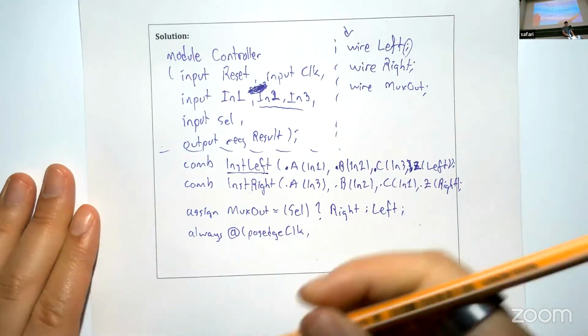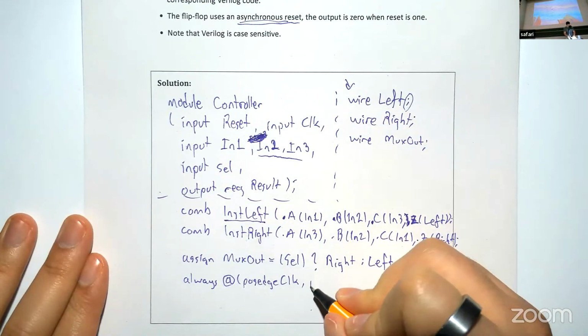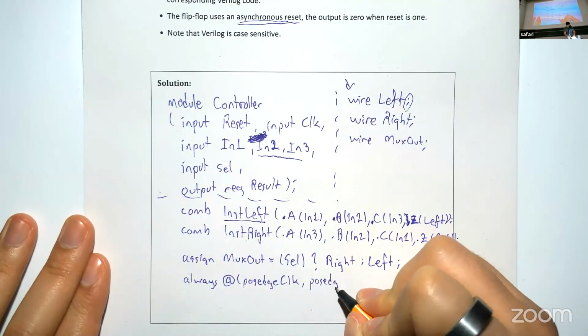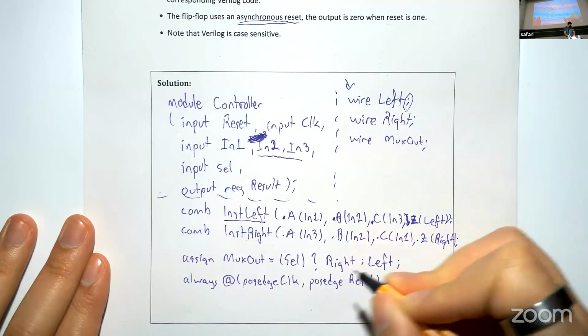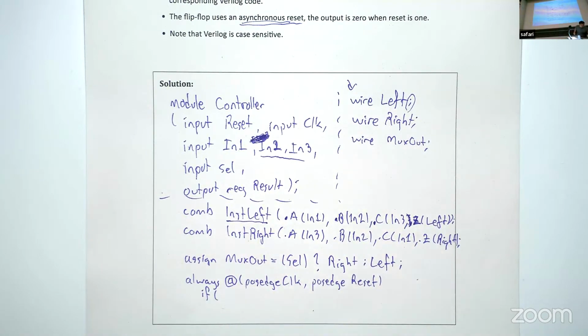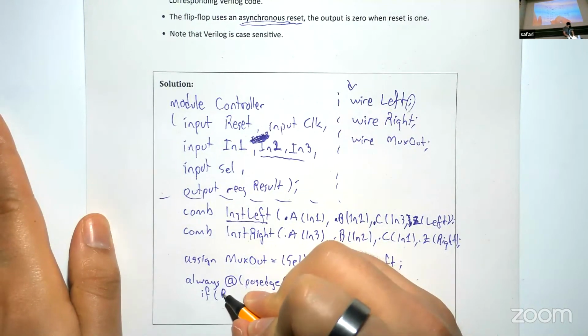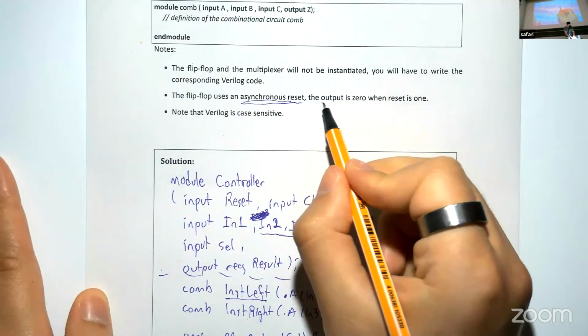Now, because the question asks us to do an asynchronous reset, I'm going to trigger this block with the passage of the reset signal as well. And inside, I'll have an if. Okay, now there's a problem here. I'm hearing myself back. No longer hearing myself back. So if the reset signal is set, then the output has to be 0.